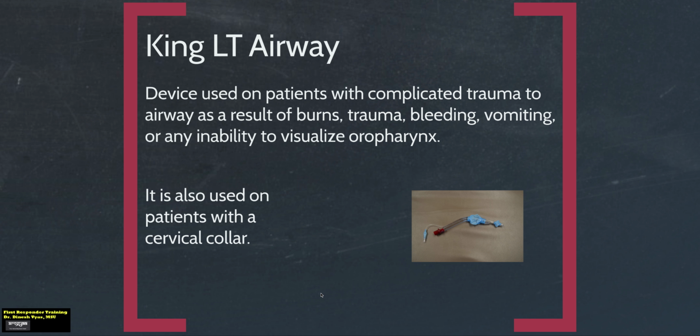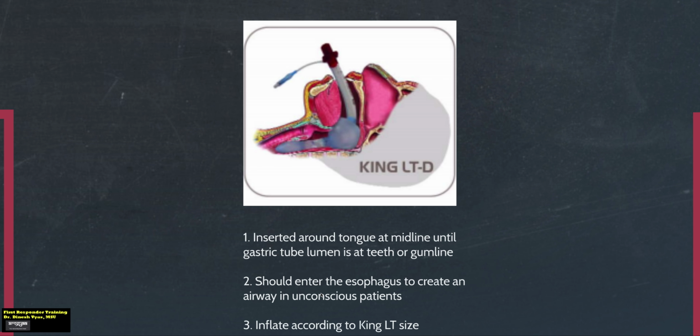The King LT Airway is a device used on patients with complicated trauma to the airway as a result of burns, trauma, bleeding, vomiting, or any other inability to visualize the oral pharynx. It is also used on patients with a cervical collar. Here we just demonstrate the use of the King LT.